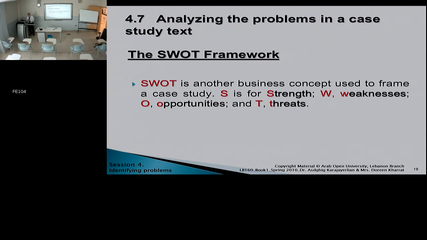The first key concept, the first factor, is called strength. The second one is called weaknesses. The third one is opportunities. And the fourth one is threats. As you know, this is heavily based on definitions and examples. So let's first start with the definitions.